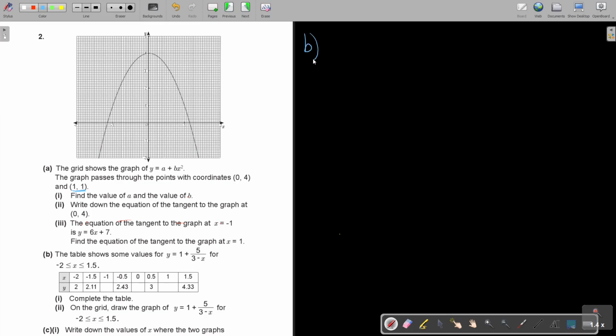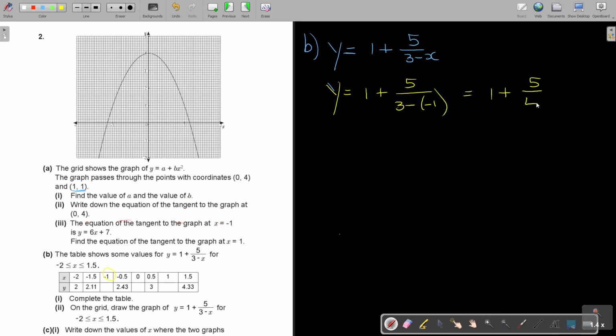The table shows the values. So y, this is my function, 1 plus 5 over 3 minus x. Okay, so then they are just asking, so basically you can just do substitution. I'm going to just use yellow to see a little bit better. So in the place of x, I put -1, so it's 1 plus 5 over 3 minus -1, and that is going to be 1 plus 5 over 4.